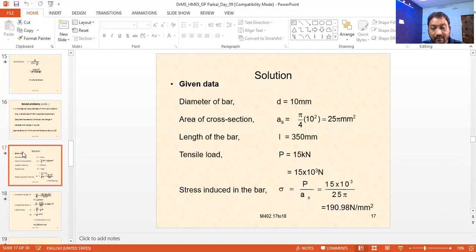Now the next step is to find the tensile stress induced in the material. The stress sigma is equal to load by area. That is nothing but 15,000 by 25 pi. It comes to be 190.98 newtons per square millimeter.